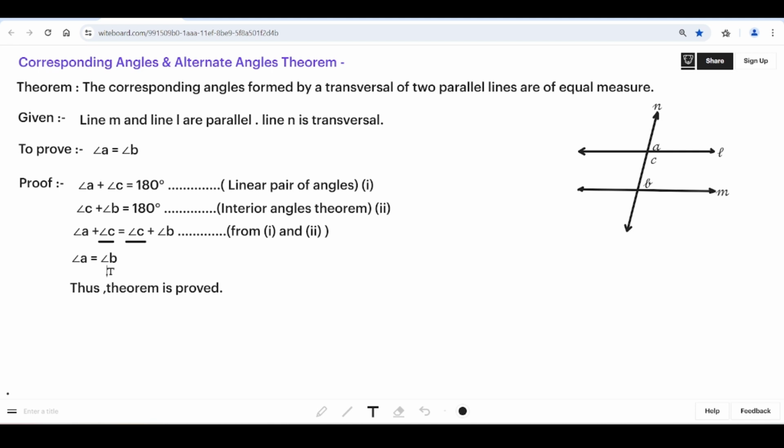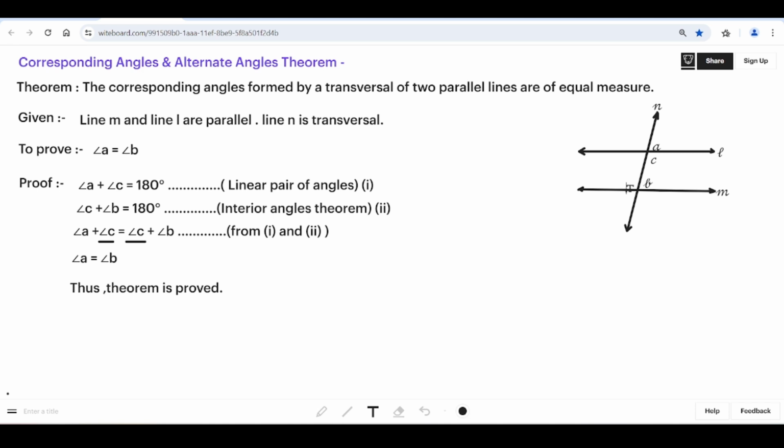In this way, all the corresponding angles formed by a transversal intersecting two parallel lines are congruent. Those corresponding angles can be any. Here they have given the example angle A and angle B. It can also be, if this is D and this is E, then angles D and E are also corresponding. Our corresponding angles are equal.